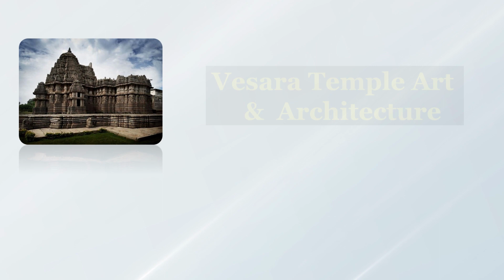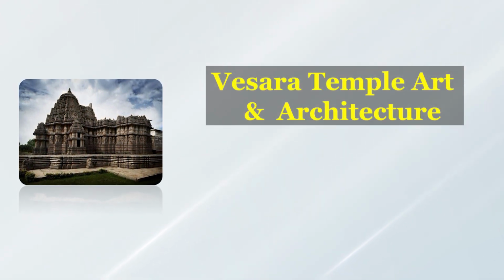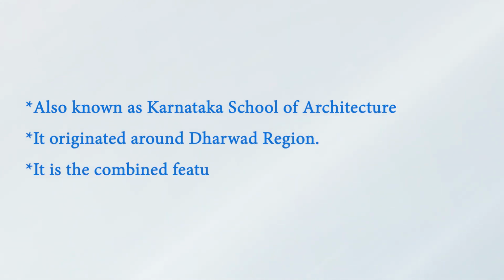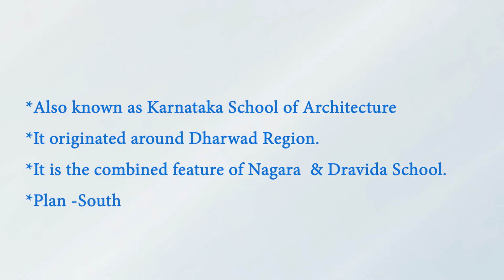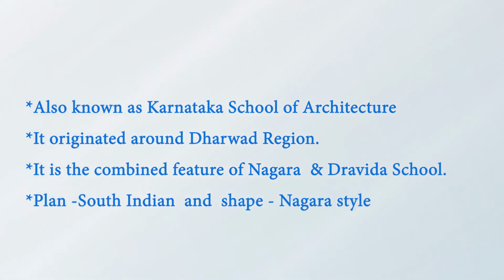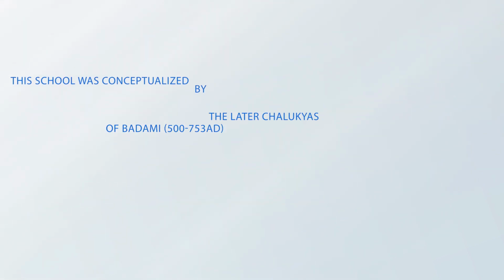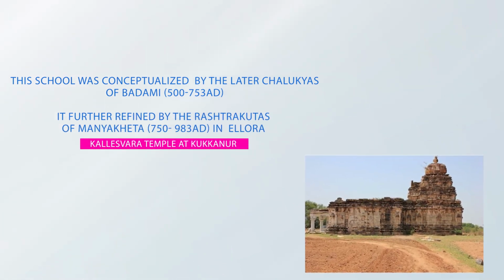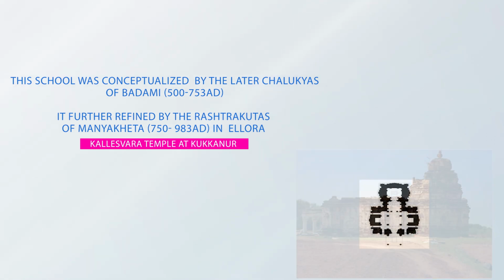Okay, first we will see Vesara temple art and architecture. The Vesara is also known as the Karnataka school of architecture. This temple architecture originated around the Dharwad region, particularly in Karnataka. It is the combined feature of both Nagara and Dravida schools, mainly with the South Indian plan and the shape that is the feature of North India or the Nagara style. This school was conceptualized under the later Chalukyas of Badami. See this Kallishwara temple, it is the pioneer of Vesara temple architecture by integrating the Nagara elements into the Dravidian plan.